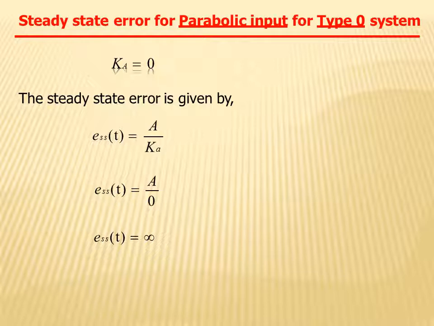The steady state error is given by ess(t) is equal to A upon Ka. So here Ka is 0. So the steady state error for parabolic input for type 0 system will become infinity.